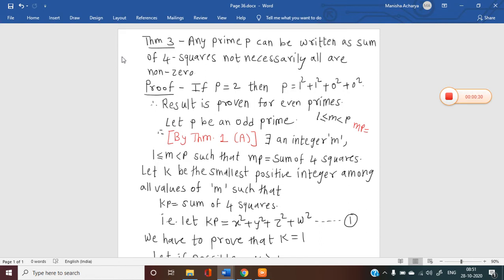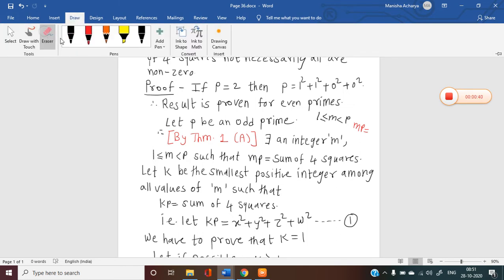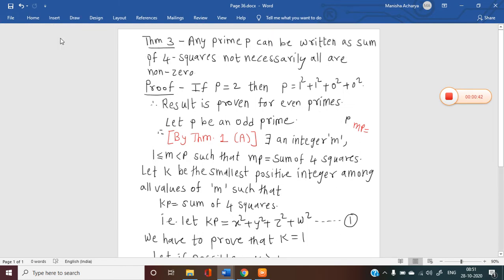Then in theorem 2, that is Euler's lemma, we have proven that if we consider the product of two numbers where each number is a sum of four squares, then that product also can be expressed as a sum of four squares. Now this is theorem 3, that any prime p can be written as a sum of four squares, not necessarily all non-zero.